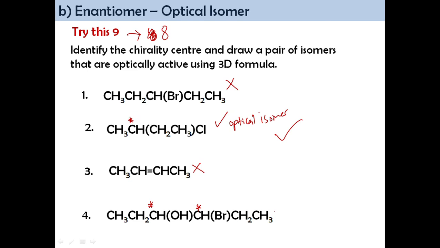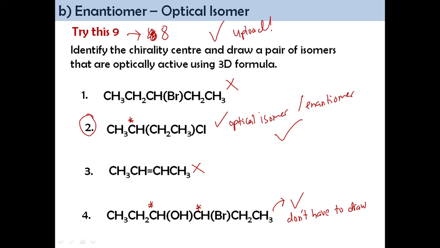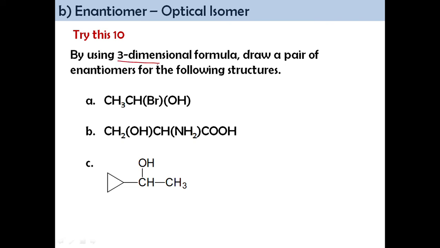So, for this, okay, there are optical isomers or enantiomers. But this is out of your syllabus, so you don't have to draw. So, what do you actually have to draw? Just this number 2. Okay, do it and upload your answer. Okay, and then for try this 10, by using a 3D formula, draw a pair of enantiomers. It means all of these have chiral carbons. So first, I want you to determine the chiral carbon. And then second, draw. Okay, do it and upload.